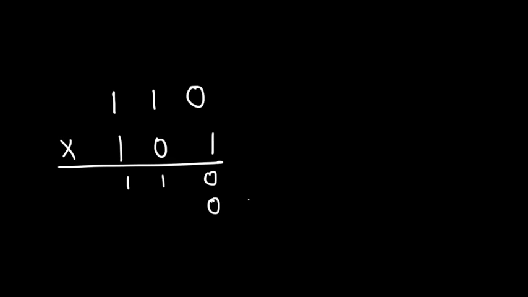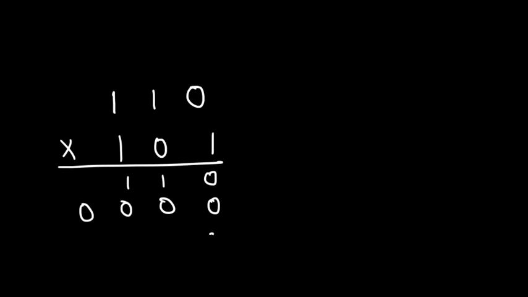Next we put 0, or we can shift to access the next column. So let's multiply 0 by 110, which will be 0. 0 times 0 will be 0. 0 times 1 will be 0. And 0 times 1 will get 0. So whenever you get 0, the answer will be 0.